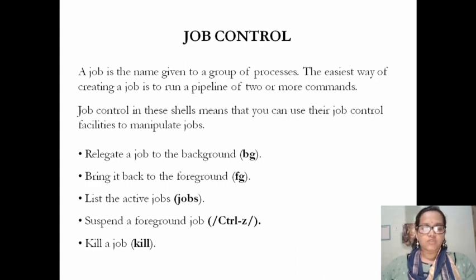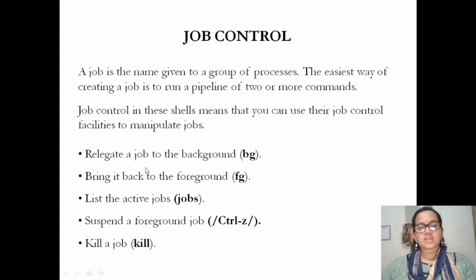If you kill the job now, you will lose a lot of work, isn't it? Yes. If you are using the C shell, Korn shell, or even bash, you can use their job control facilities in order to manipulate the jobs. So here we are using the job controls in order to manipulate the jobs which are running. So what are they? These are a few job control facilities.